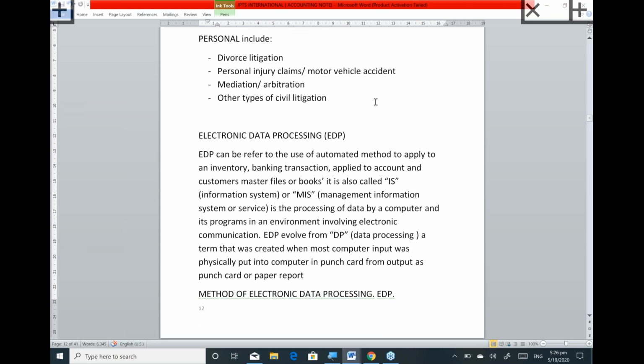Then we look at methods of electronic data processing, a lot of them. We look at time sharing, real-time processing, online processing. I think we discussed this last week. So this week, let's move on. We talk about multiprocessing and everything. Now let's look at the elements of data processing. We look at hardware, we look at software, we look at procedure, and we look at personnel.